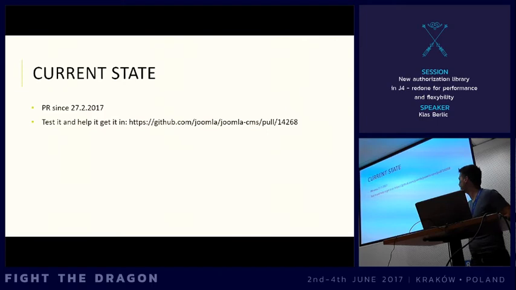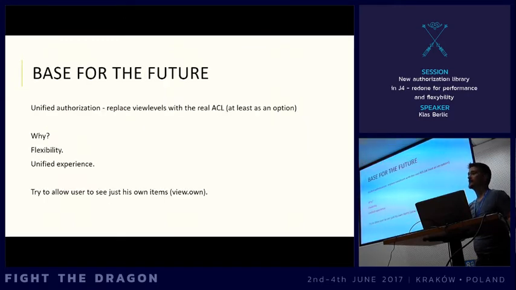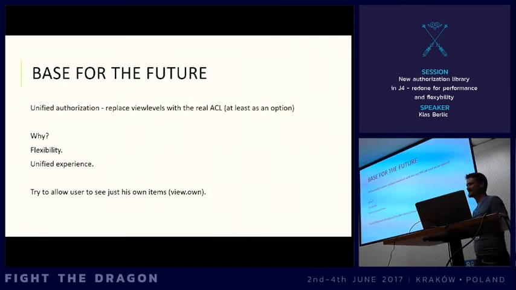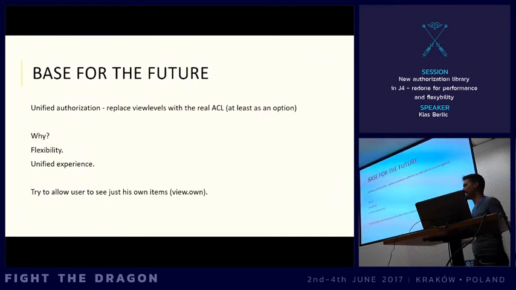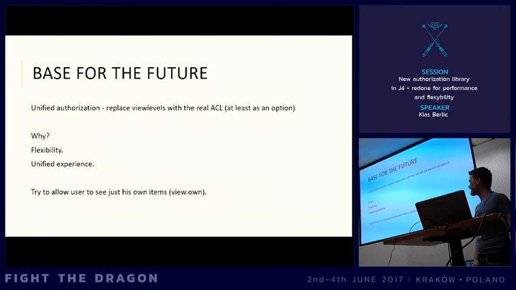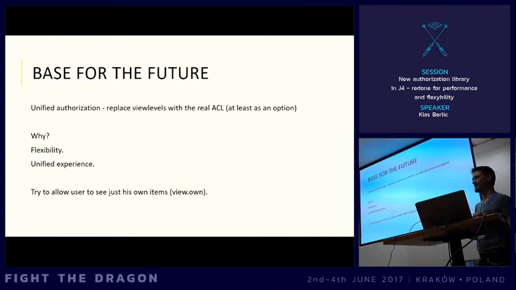Current state: it's a pull request. Here is the URL. This next part is not part of the pull request, but I need to mention it because it could lead to a wider discussion. If this pull request is accepted and the performance is increased enough, that could be a base to add view as a normal action into the ACL and replace the view levels. Why? First, a unified experience for the user, so we have all the ACL in one place. And second, flexibility. For instance, making a user able to view just his own items and not all the items from some group.